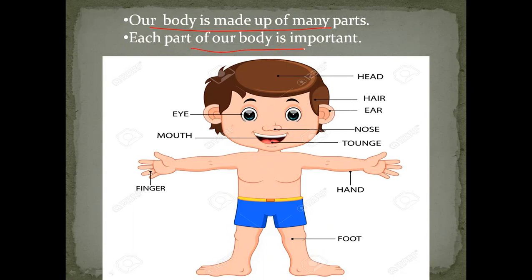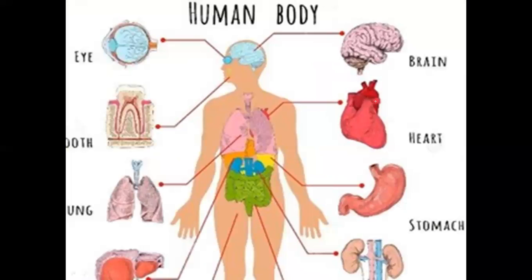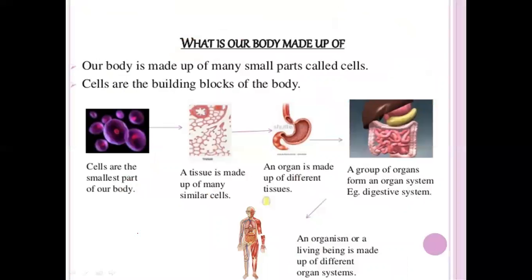We have some external body parts like head, hair, ear, nose, tongue, hand, skin, all this. Now, coming to the internal body parts, that includes brain, heart, stomach, kidneys, lungs, etc. Now, what is our body made up of? Our body is made up of many small parts called cells.